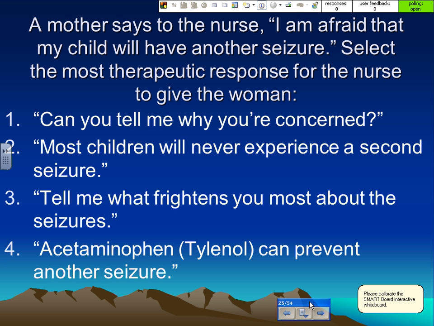Mother says to the nurse, I'm afraid my child's going to have another seizure. Select the most therapeutic response for the nurse to give the woman. Can you tell me why you're concerned? Most children will never experience a second seizure. Tell me what frightens you most about the seizures. Tylenol can prevent another seizure.